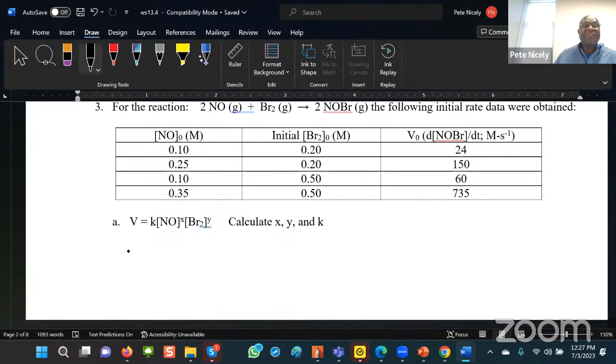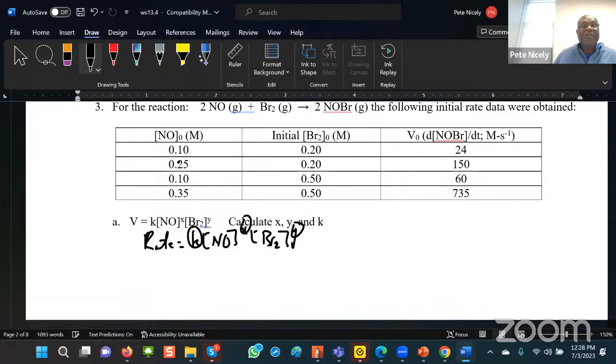Basically the rate law would be, well, they have it here, but I'm just going to write it in a way that I'm familiar with. Rate is equal to k times the concentration of NO raised to the x times the concentration of Br2 raised to the y. Basically we need to find x, y, and k. So we're going to use the data values here. I'm just going to label these experiments 1, 2, 3, 4.